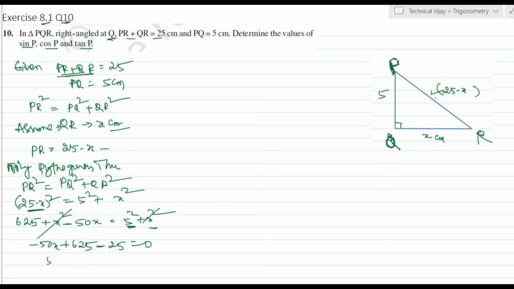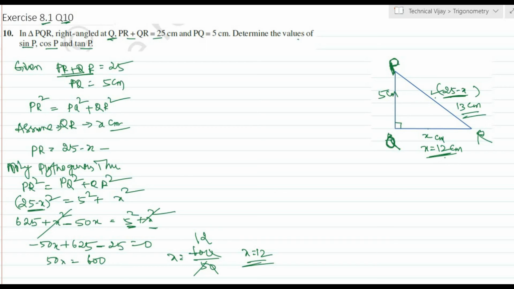So 50x is equal to 600. Okay, so x is equal to 600 divided by 50. The zeros cancel. 5 ones are 5, 5 twos are 10. Okay, so x is equal to 12. So when x is equal to 12 centimeter, what will this one be? 25 minus x means this is 13 centimeter. Okay, this is 5 centimeter. So 12, 13, 5. We got all the three side lengths.